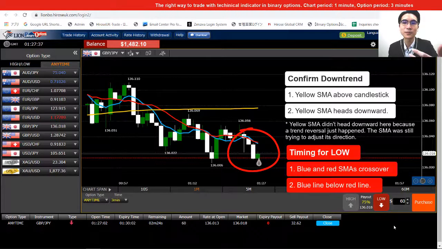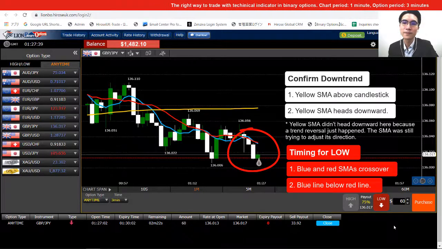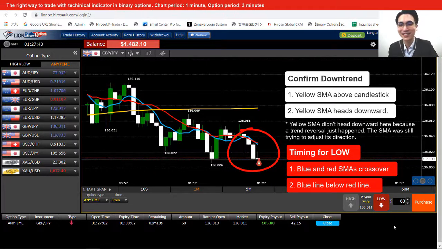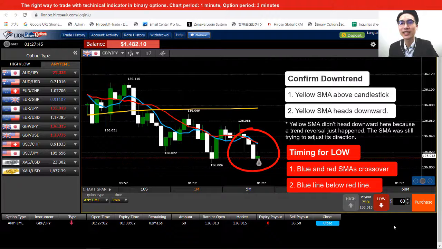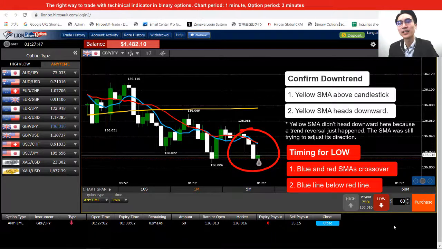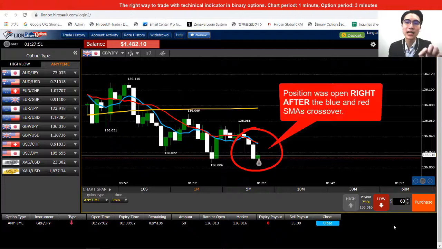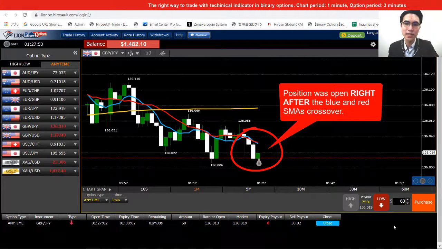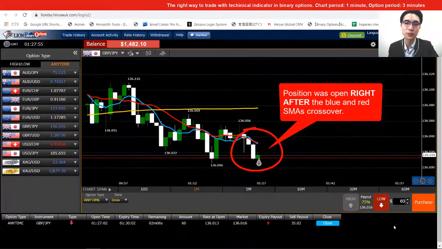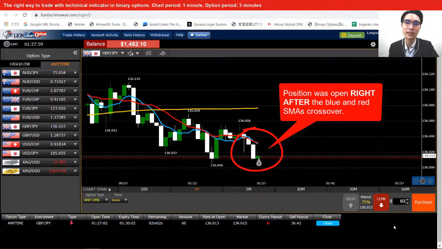So I just need to wait until the crossover. The blue line goes below the red line, so that's a bearish indication, and that's why I opened a low option there. So again, you see here I placed the trade right after the two simple moving average crossover. So that's the exact timing I want to place my trade.